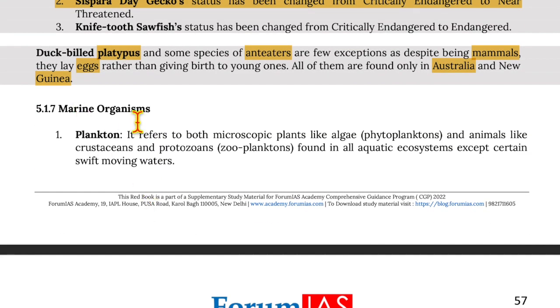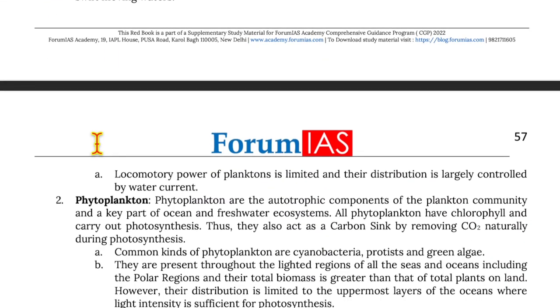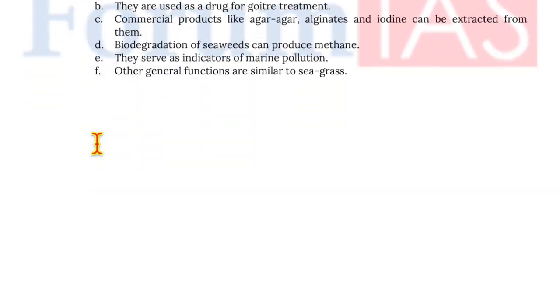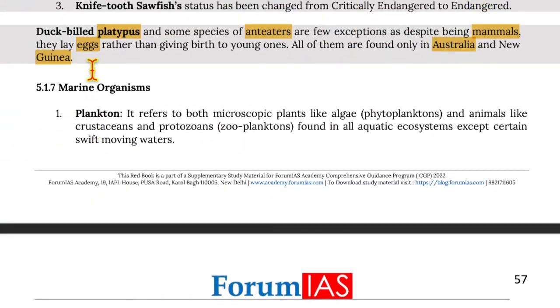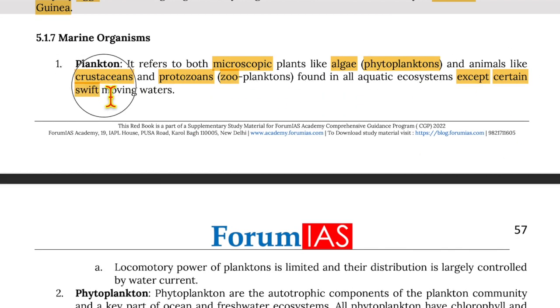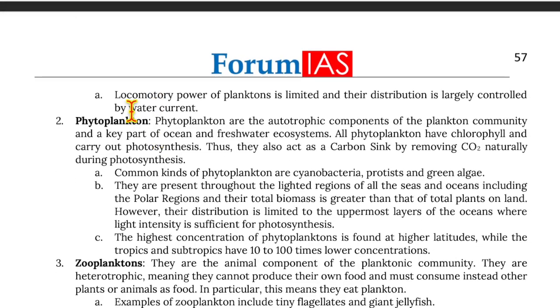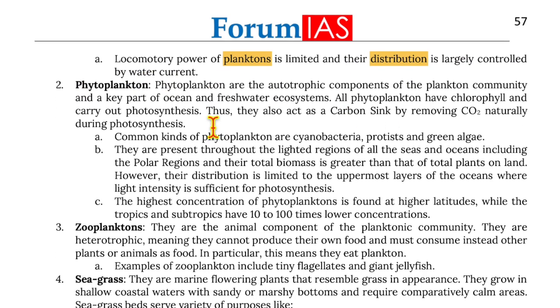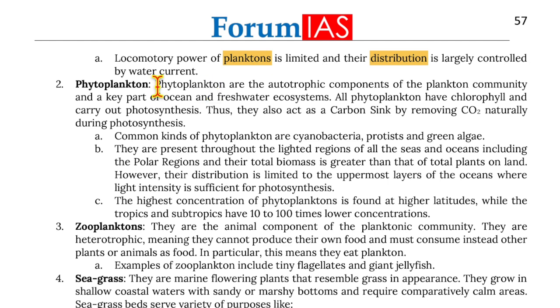Now moving on to marine organisms, we have planktons, phytoplanktons, zooplanktons, seagrass and seaweeds. Plankton refers to both microscopic plants like algae, that is phytoplanktons, and animals like crustaceans and protozoans. They are called zooplanktons, found in all aquatic systems except some swift-moving water. So swift-moving water is the exception, and that too of certain types. Now locomotory power of planktons is limited and their distribution is largely controlled by water currents.